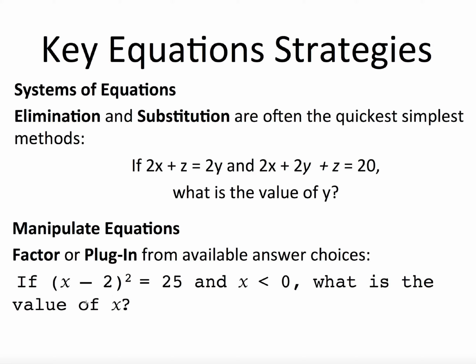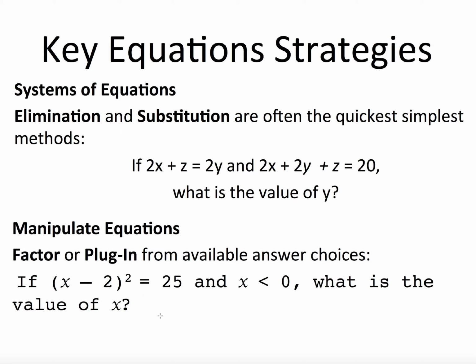You can look from among the answer choices to find a value such that this entire thing here is going to be the square root of the other side of the equal sign. So basically, you want a value for x that's going to give you x minus 2 equals the square root of 25, or 5, and you can solve for the missing value that way. Another way to do this is to factor out this problem here.